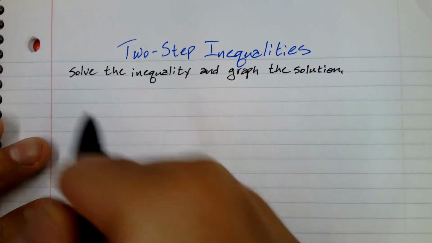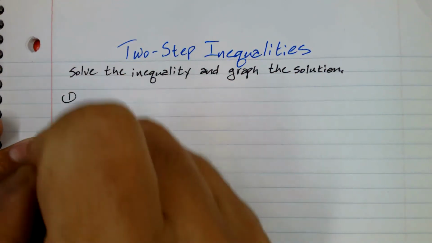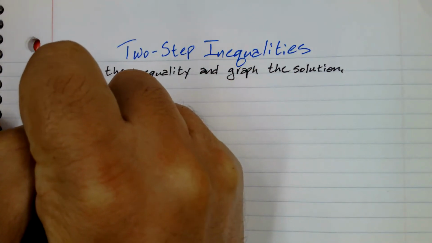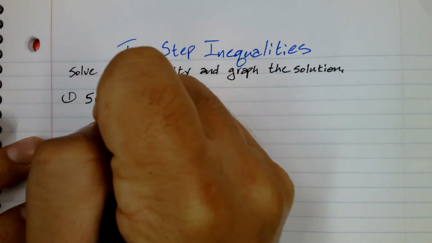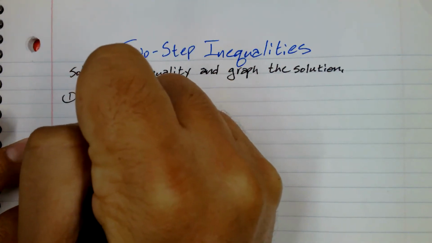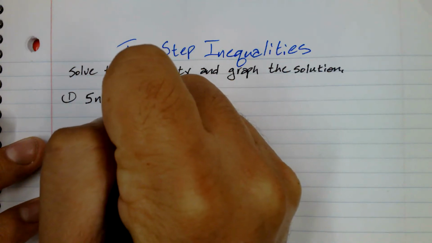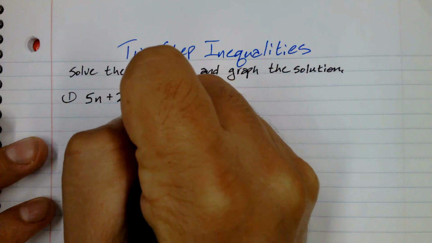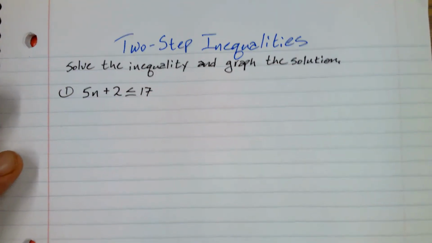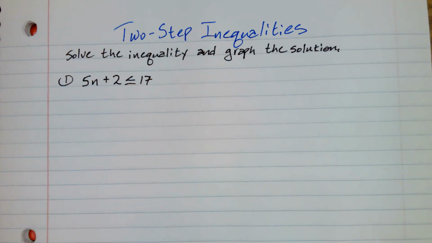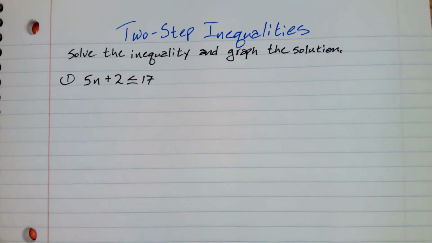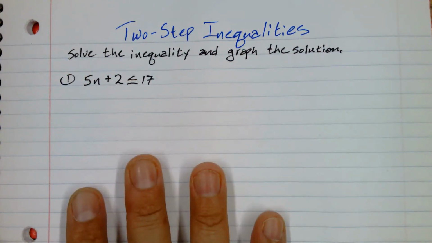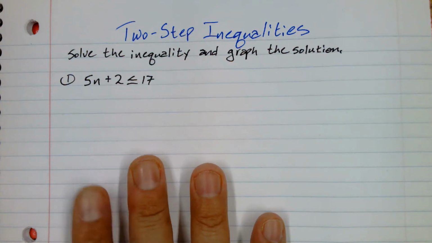Let's just say we have a simple two-step inequality: 5n plus 2 is less than or equal to 17. Go ahead and write that down. We're going to solve it just like an equation. Tell me the steps. What do I do first?